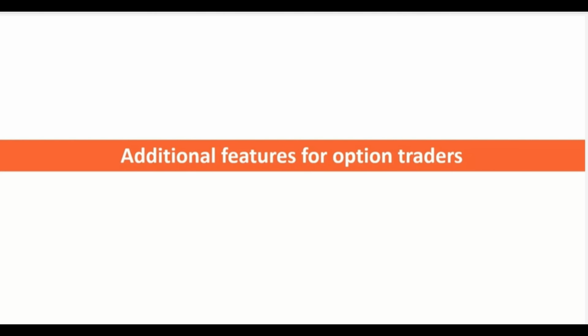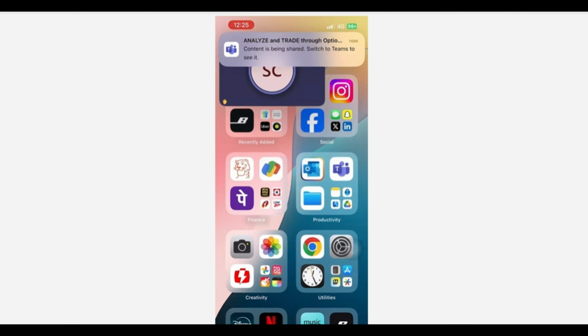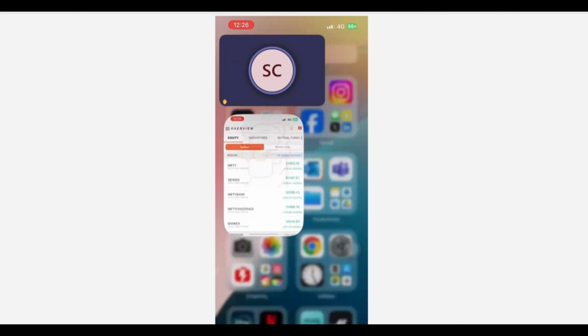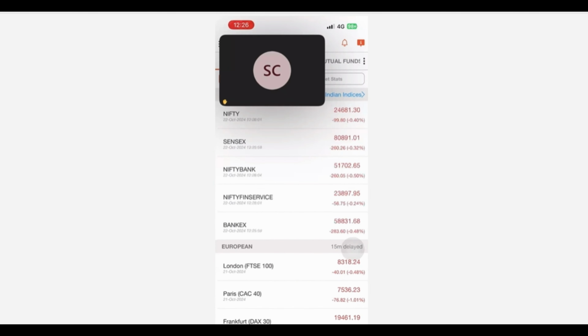So what I will do is, as I said, I will now share my mobile screen to show you how it looks on the mobile app. I hope everyone is able to see my mobile screen.